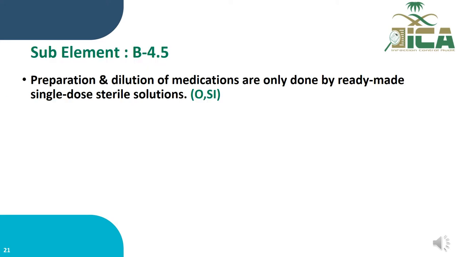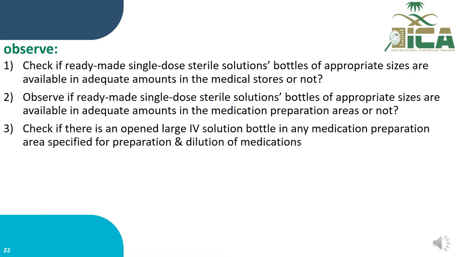Sub-element B4.5: the preparation and dilution of medication are only done using ready-made single-dose sterile solution. For this sub-element, you need observation and a staff interview so we can evaluate and audit it. For the observation, you need to visit and check the medical store and the medication preparation area. You need to check whether ready-made single-dose sterile solution bottles of appropriate size are available in adequate amounts in the medical store.